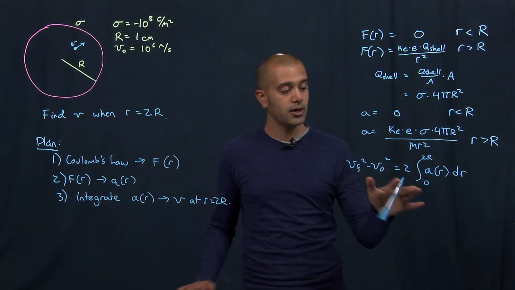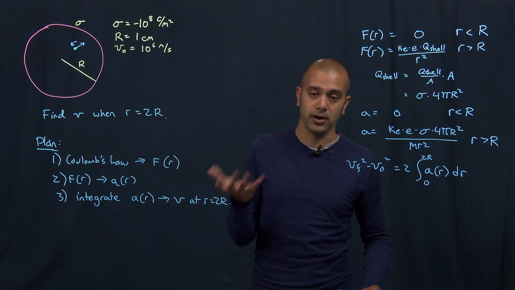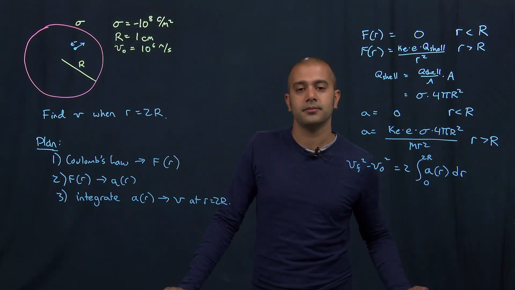Go ahead and carry this out on your own and try to find an actual expression for the velocity. And you can plug in the numbers to find the actual numerical value for the velocity when the electron is at 2r. Go ahead and take a minute and do that now. We'll come back and take a look.